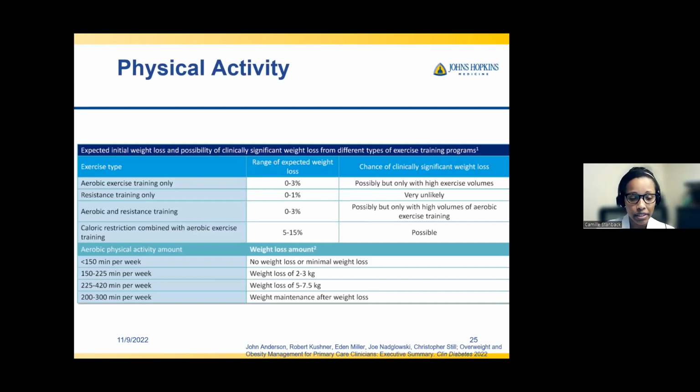So physical activity, to look further into this, the type and duration of a physical activity can be correlated with the amount of expected weight loss. We, as I stated, aim for at least 150 minutes a week, as this is associated with some weight loss, about 2 to 3 kilograms. However, with more physical activity of a longer duration, and more frequent, we're looking at more weight loss as well as weight maintenance after weight loss. The type of physical activity is also important, as well as adding those dietary changes, including calorie restriction.